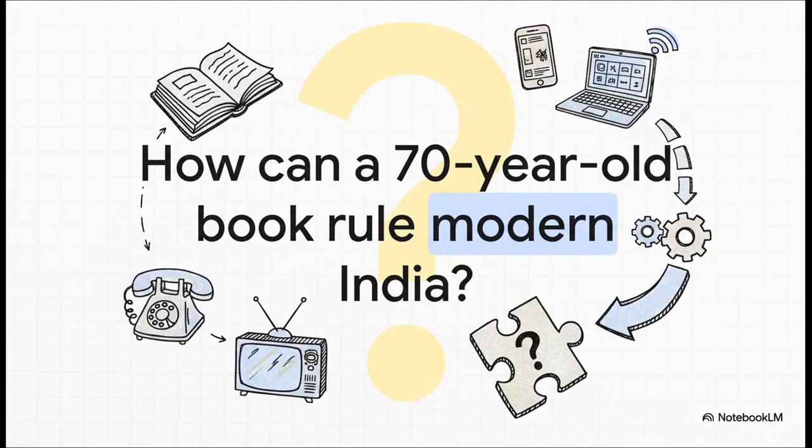Okay, so just think about this for a second. The book that runs our entire country was written over 70 years ago. That's before you had Instagram, before we had smartphones, even before online classes became a thing. So how on earth can a book that old still be the rulebook for modern India today? I mean, isn't it outdated? That's the big puzzle we're going to solve together. It's a really good question, isn't it?